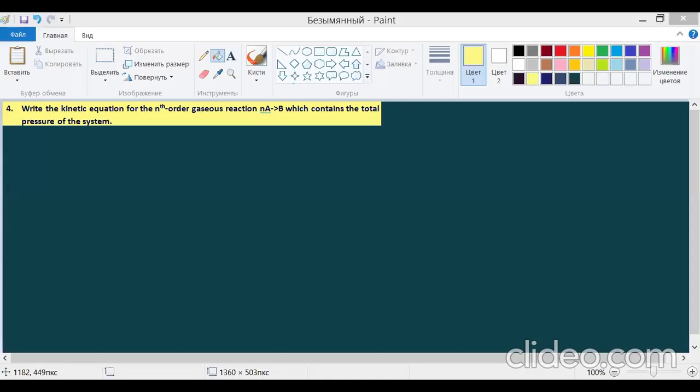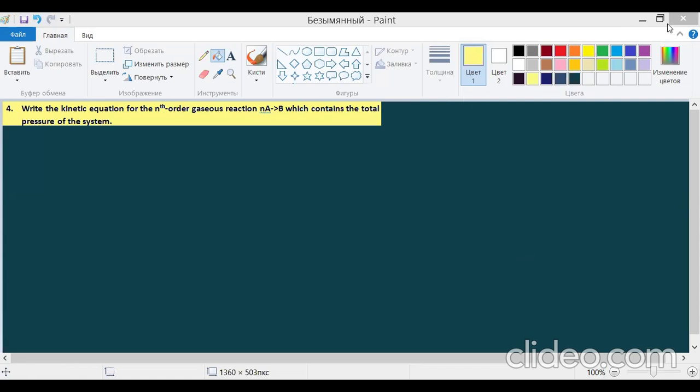And now we're proceeding to the next problem. It is a bit more challenging. For that reason, you may like it even more. Here it is. So we've got an nth order gaseous reaction where n moles of A transform into 1 mole of B, and they want us to write the kinetic equation of this reaction so that it contains the total pressure of the system.